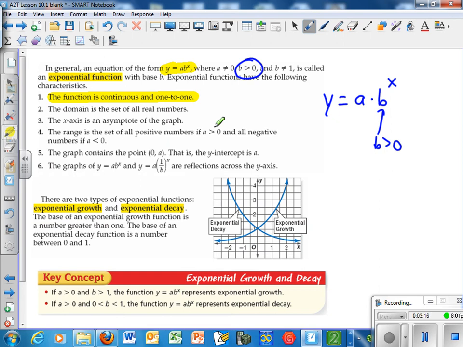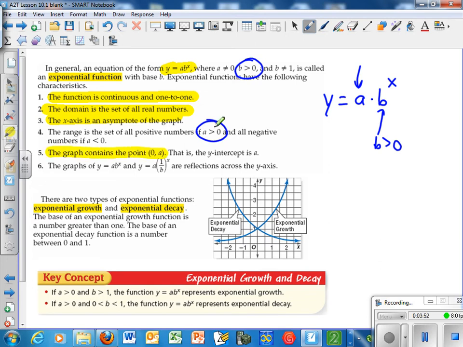The domain is the set of all real numbers, so x basically is all real numbers, everything on the number line from negative infinity to positive infinity. The x-axis is a horizontal asymptote. The range is a set of all positive numbers if a is bigger than 0. So then it will be above the x-axis, or it'll be positives. If a is less than 0, basically it's going to be flipped on the other side of the x-axis, and you wouldn't have anything up in the positives.